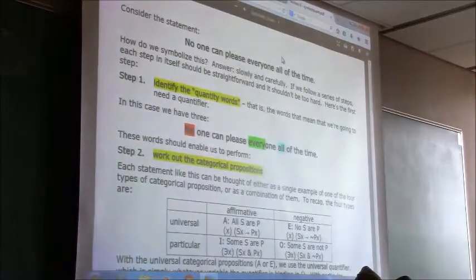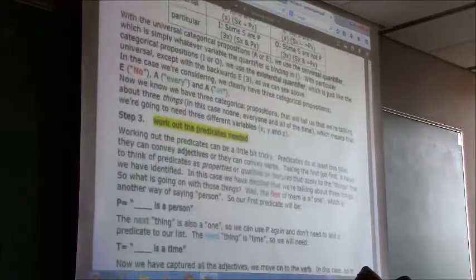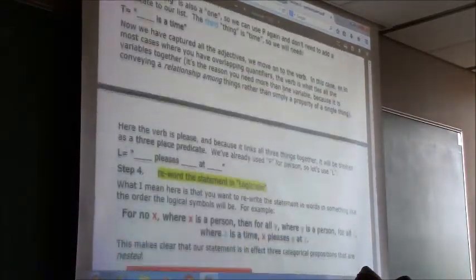Now, we'll try and see if it makes sense when we read it back. For everything in the universe, if that thing is a person, then it is not the case that for all people at all times, the first person pleases the second person. Is that saying the same thing as nobody pleases everybody all the time? You'll have to take my word for it. Let's just have a look and show that that's what we arrive at on the handout.